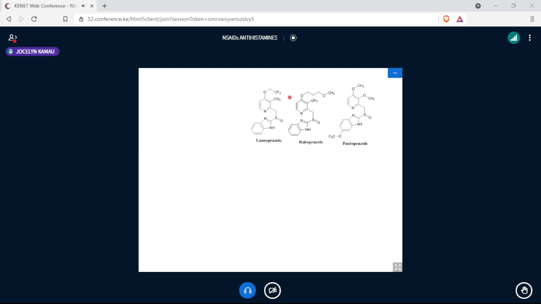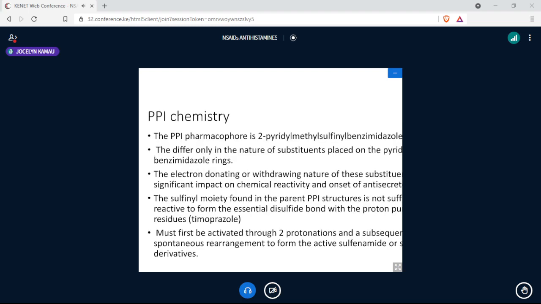So this is where we were. There was this separating group here. It's a bit different because of this separation, the oxygen is still able to donate through resonance. But unfortunately here, because the oxygen is directly attached to the trifluoro group, this trifluoro group withdraws electrons, and therefore the net effect in pantoprazole is a bit of electron withdrawal.